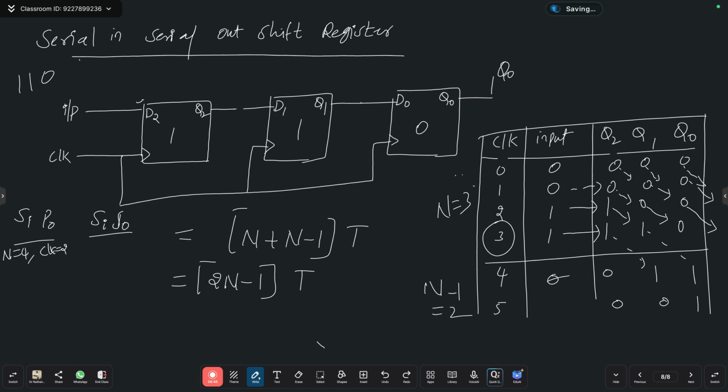Now do it. N equals 4. Clock equals 2. Then tell me, what is the formula here for serial in, parallel out? N into T. This is the formula. Then 4 into T. But here it is 2N. 2N means 2 into 4 minus 1, into T.